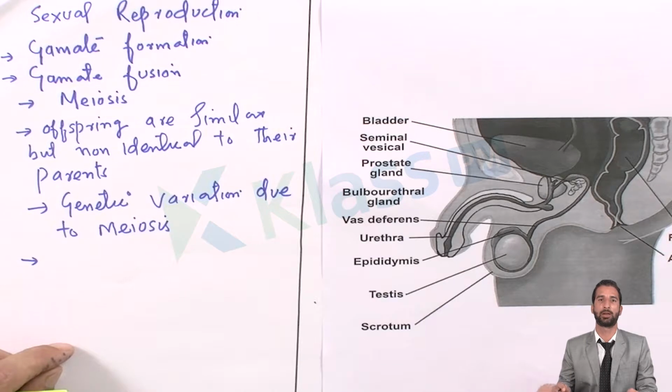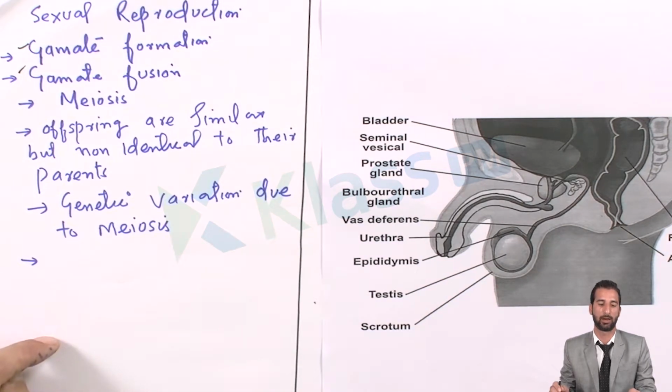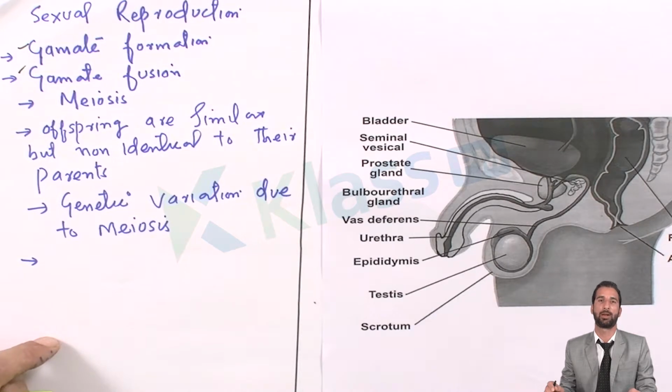In sexual reproduction, three conditions are very necessary. The first condition is gamete formation. Unlike in asexual reproduction, where no gametes participate, in sexual reproduction the gametes participate, and it means that there are two parents involved, unlike in asexual reproduction where only a single parent was involved.